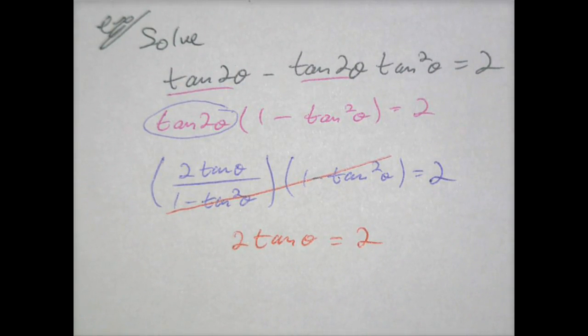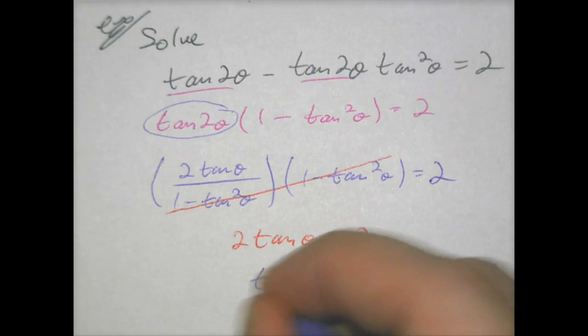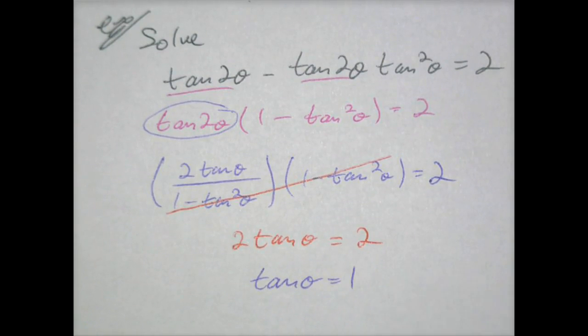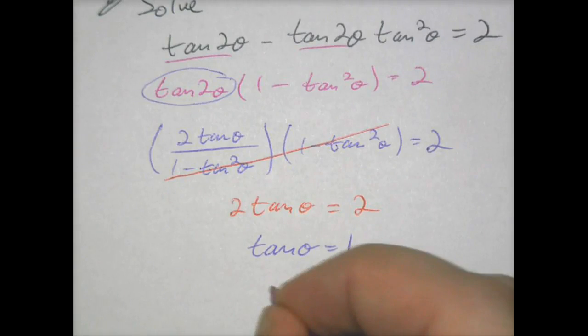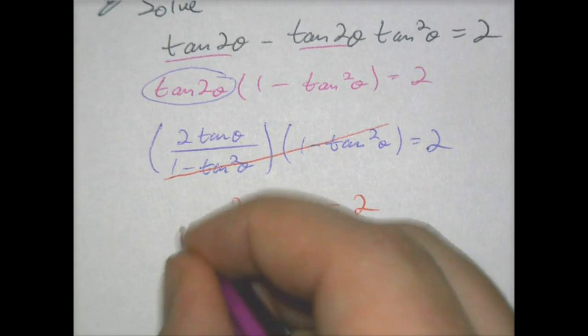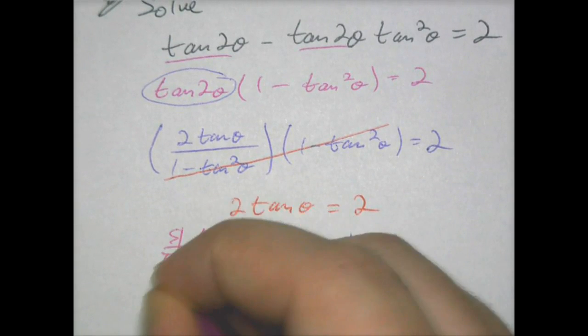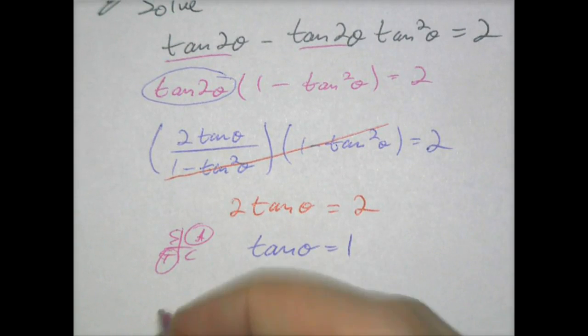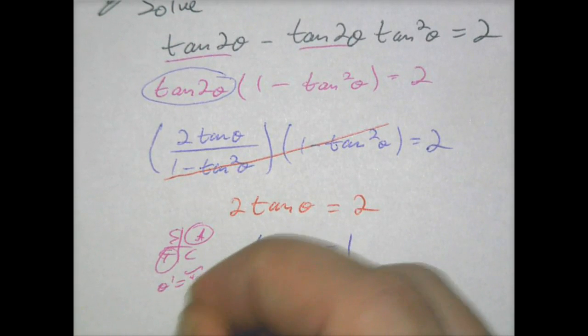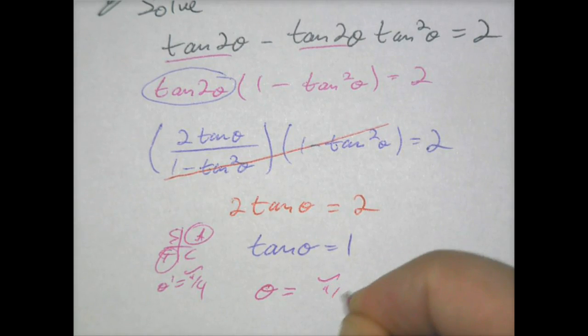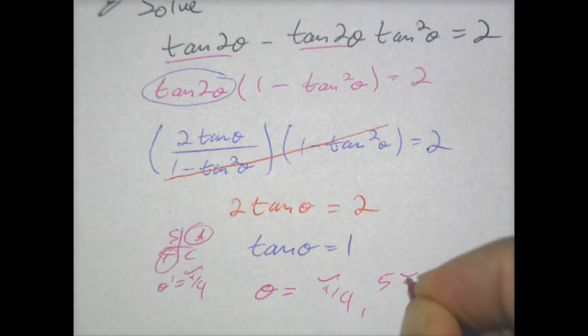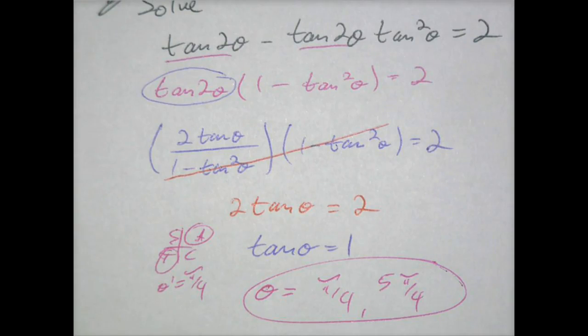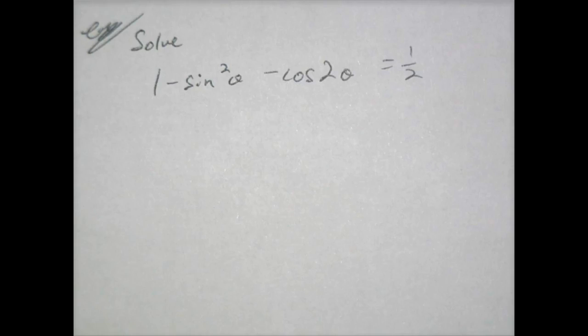Whoa, that's a super simple problem now. So then tan theta equals 1, because you divided by 2, right? Yeah, divided by 2. Theta: first and third quadrant, reference angle pi over 4. So we have pi over 4 and 5 pi over 4. Happy day. I love these. These are so much fun.